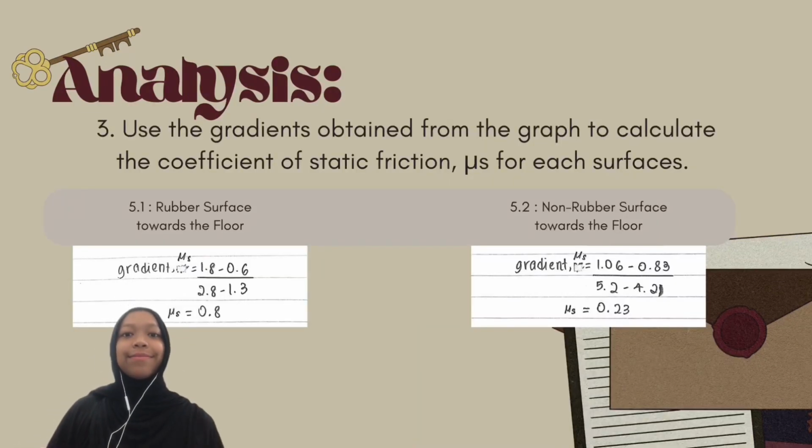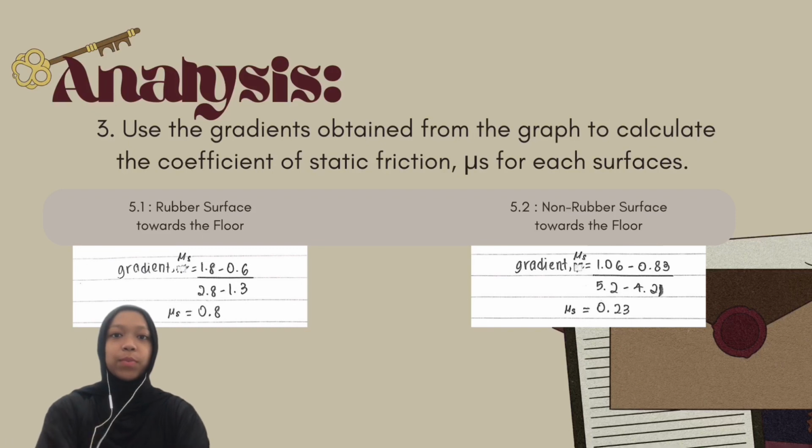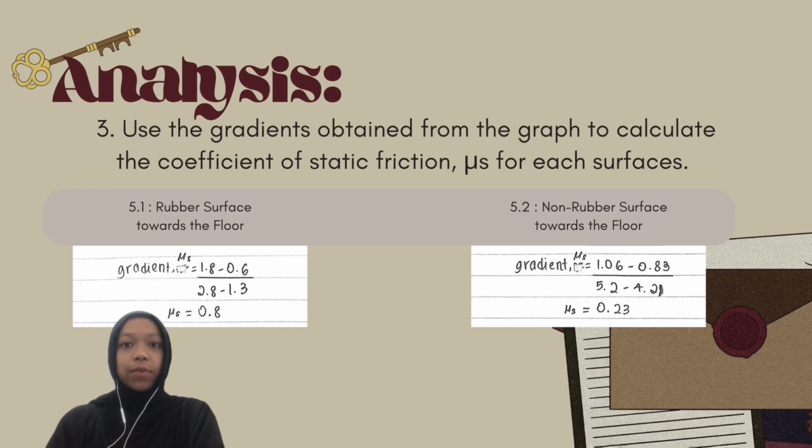Question 3. Use the gradients obtained from the graph to calculate the coefficient of static friction for each surface. 5.1 shows the calculation for rubber surface towards the floor and 5.2 for non-rubber surface towards the floor. The answer for 5.1 is 0.8, and for 5.2, the answer is 0.23.